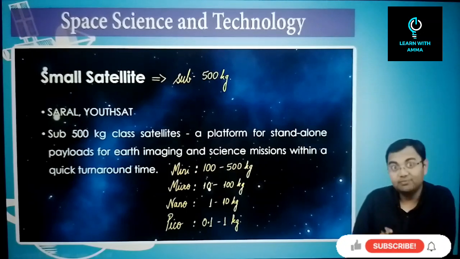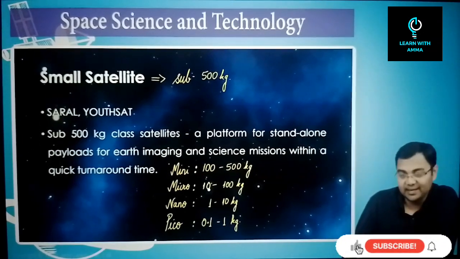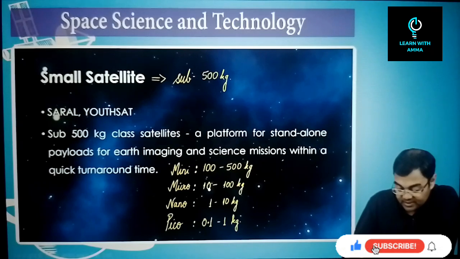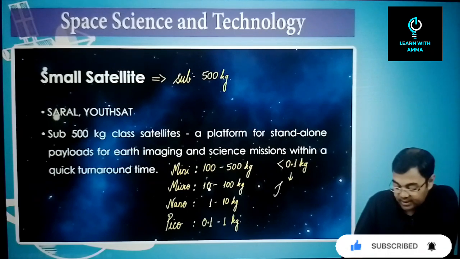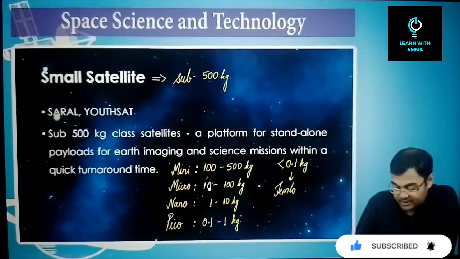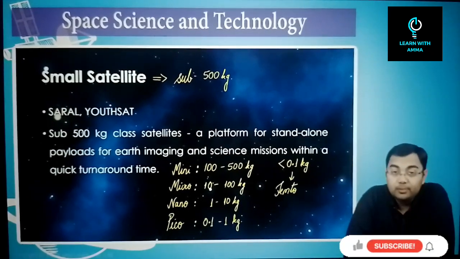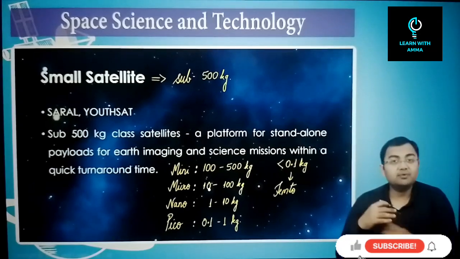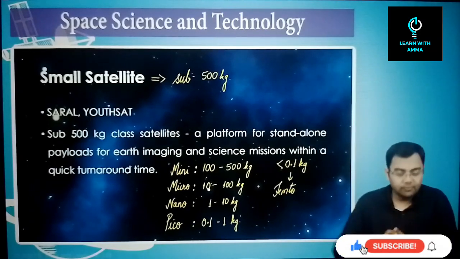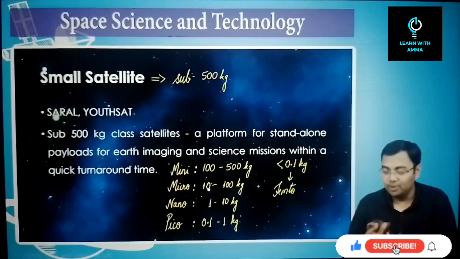Even then, if there is a satellite which is less than 0.1 kg or less than 100 grams, these are also called femto satellites. So all these are various nomenclatures that have been given for the different kinds of small satellites.